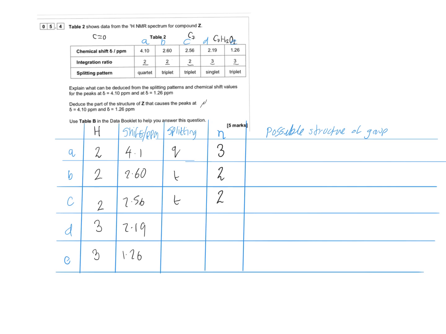The splitting pattern here is a singlet, so there are no nearest neighbours. And the splitting pattern here is a triplet, again, so there are 2 nearest neighbours. Immediately you can see that because there is a triplet and a quartet, that tells us that there is definitely in your molecule a CH3 joined to a CH2. There is definitely an ethyl group.